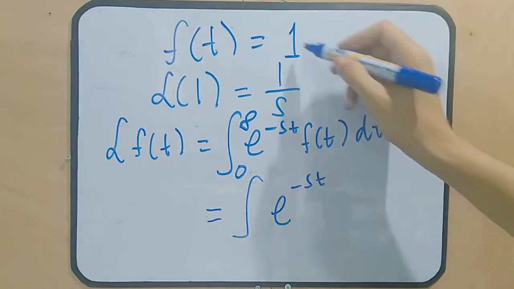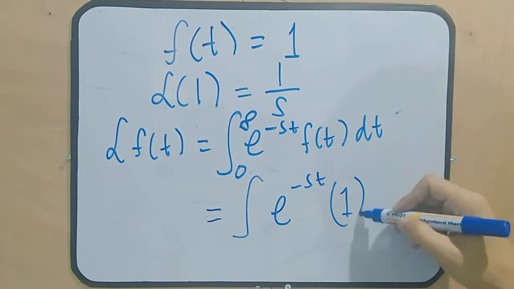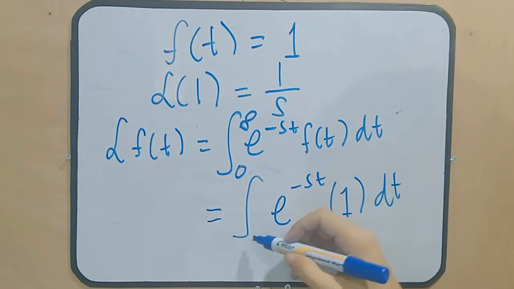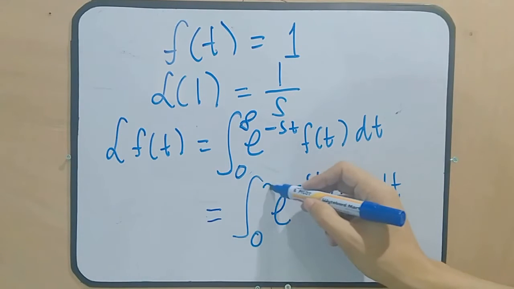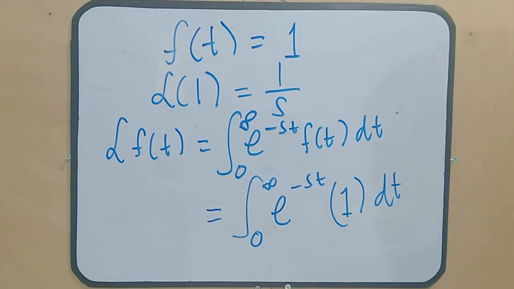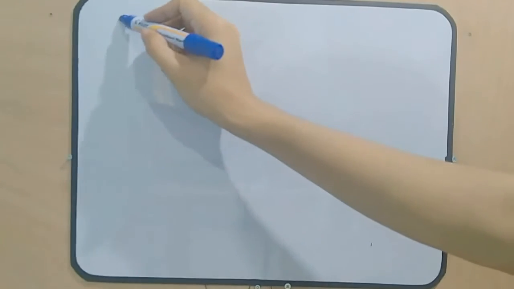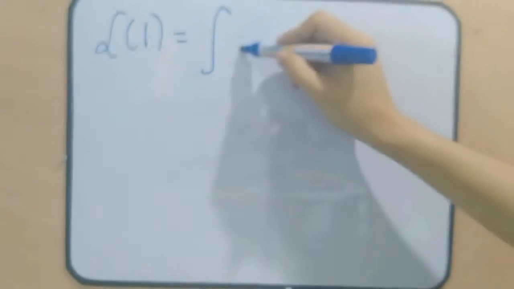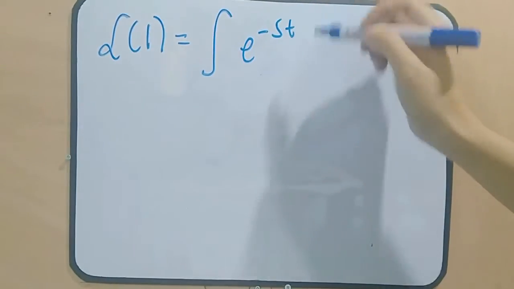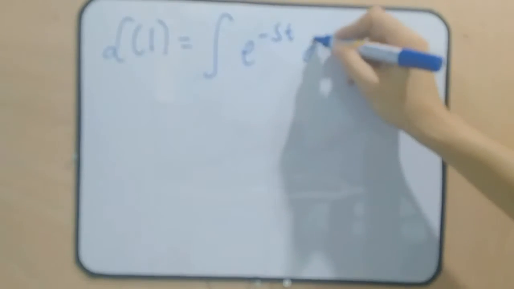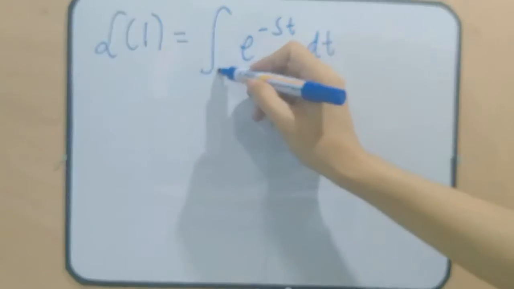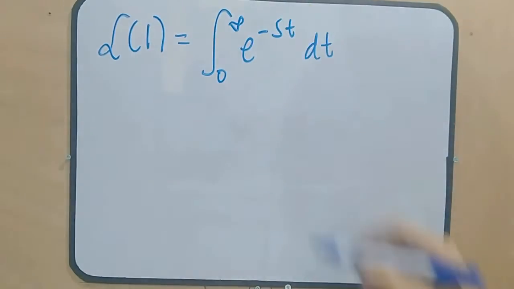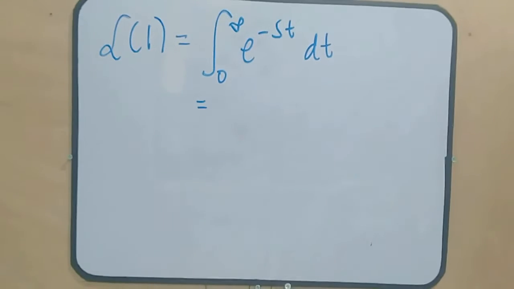So function of t is 1. We have here dt. Then we have here our limit 0 to infinity. Now ito guys, i-apply natin yung integral calculus. So we have here guys, the Laplace transform of 1 is equal to integral of e raised to negative st. So huwag na natin ilagay yung 1 guys, we have here dt. So ang limit natin is 0 to infinity. So integrate natin to guys.